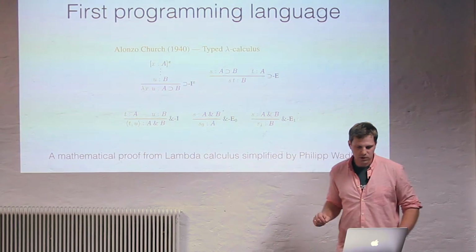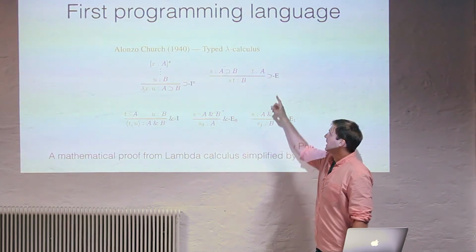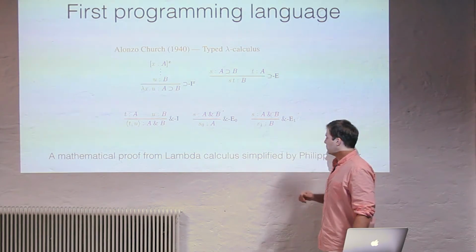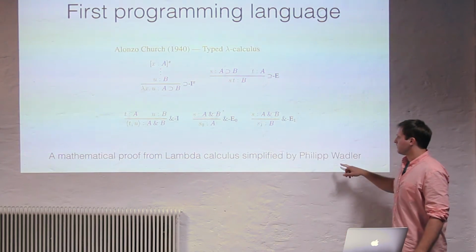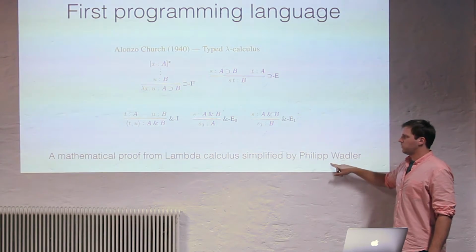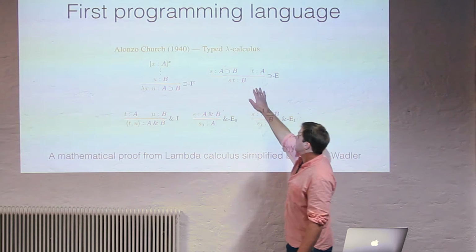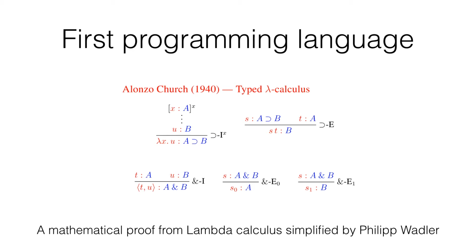Okay, and this is what it looks like. This was 1940 typed lambda calculus. And I cannot explain this to you. This is from a presentation by Philip Wadler, who will come later. But basically, I can explain you this one, which says that S is a function from A to B that takes A and returns B.